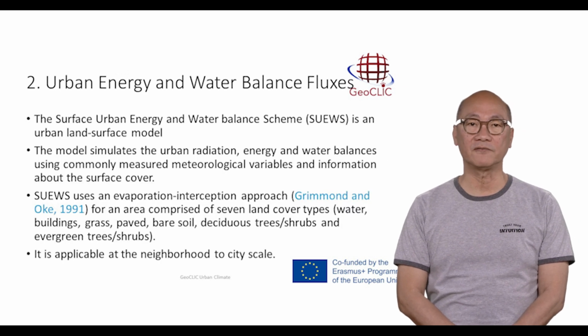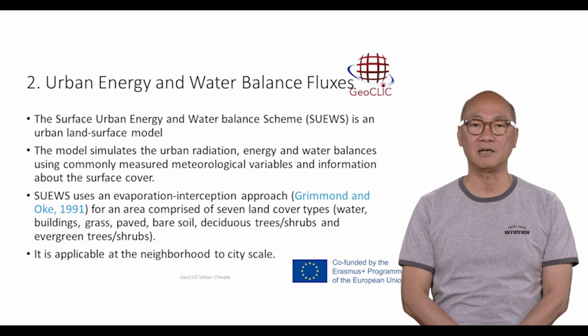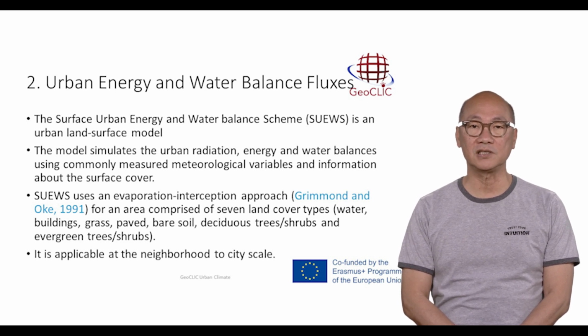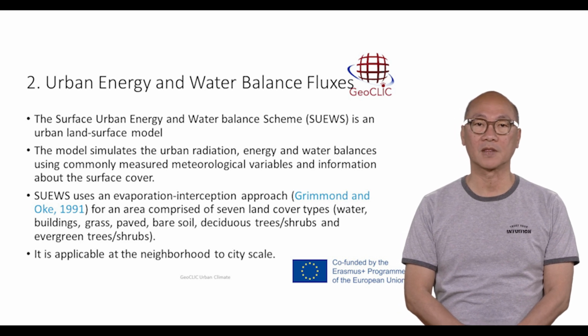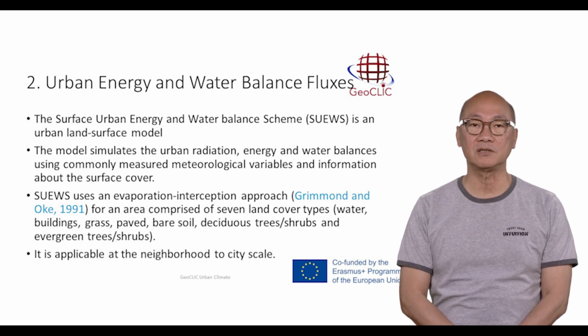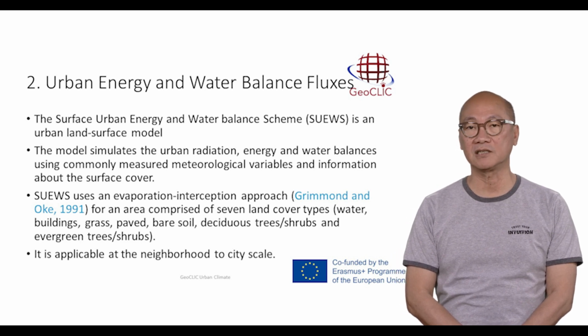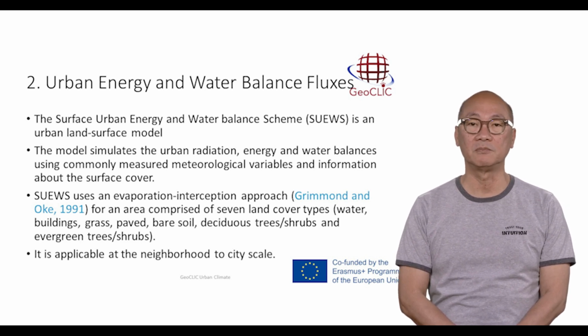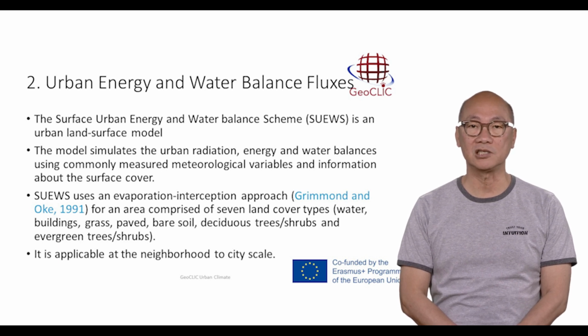For the understanding of energy and water balance fluxes, which are critical to surface-atmosphere interaction in an urban area, we have the Surface Urban Energy and Water Balance Scheme model. It uses an evaporation interception approach for an area comprising 7 land cover types, namely water, buildings, grass, paved, bare soil, deciduous trees and shrubs, and evergreen trees and shrubs.